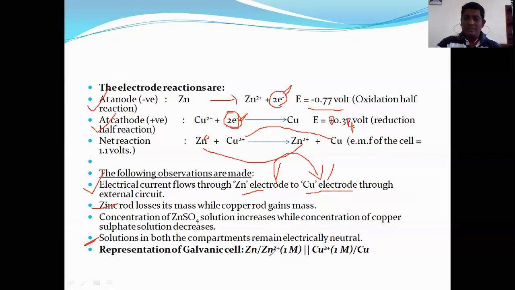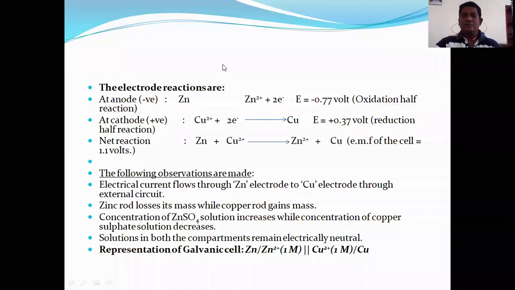Then how do we represent the galvanic cell? This point is very, very important. The galvanic cell can be represented like this: Zn | Zn2+ (1 molar concentration) || Cu2+ | Cu (1 molar concentration). Oxidation, salt bridge notation, reduction. I'm repeating: Zn | Zn2+ 1 molar, Cu2+ | Cu 1 molar. Left hand side is the oxidation reaction, right hand side is the reduction reaction.